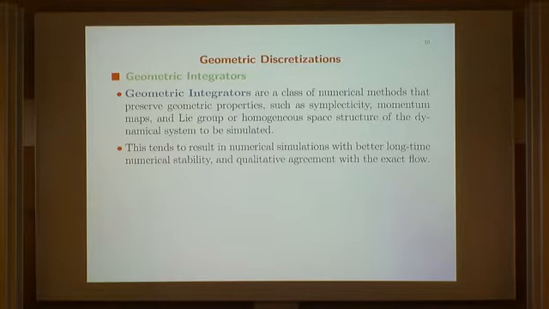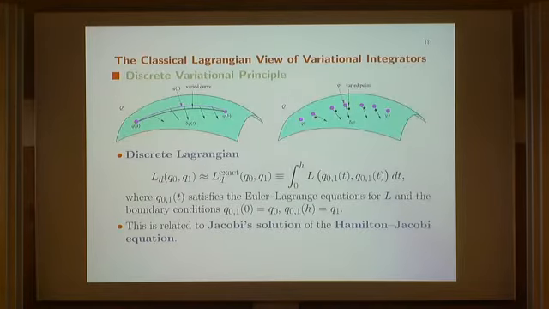Now let me say a little bit about discrete mechanics, and then I'll try to connect the two together. Geometric integrators are a class of numerical methods which preserve geometric properties such as symplecticity, momentum maps, and homogeneous space structures of the dynamical systems being simulated. They tend to result in better numerical simulations, in the sense that they often give you better long-time numerical stability and better qualitative agreement with the exact value. The way we try to do this is to discretize Hamilton's principle.